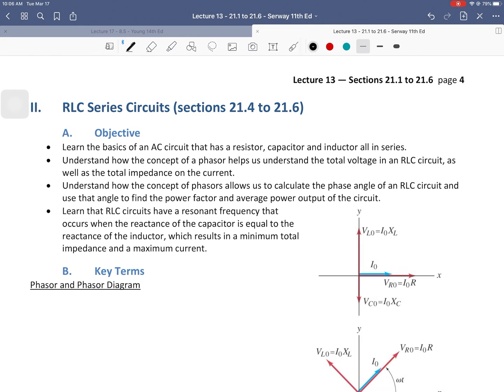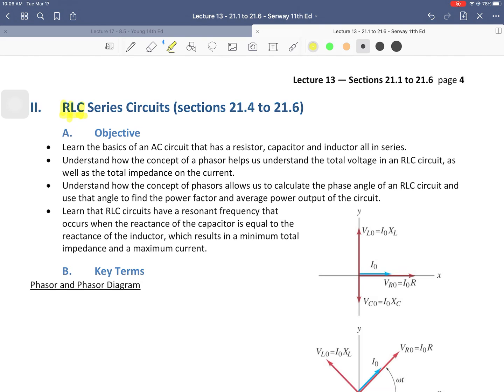Hello and welcome to a lecture on RLC circuits. This is sections 21.4 and 21.6, and this represents the second half of lecture 13, where the first half of lecture 13 covered the earlier sections in chapter 21. This is material that will be on exam 2 and introduces the idea of an alternating circuit that has a resistor, that's the R, an inductor, and a capacitor.